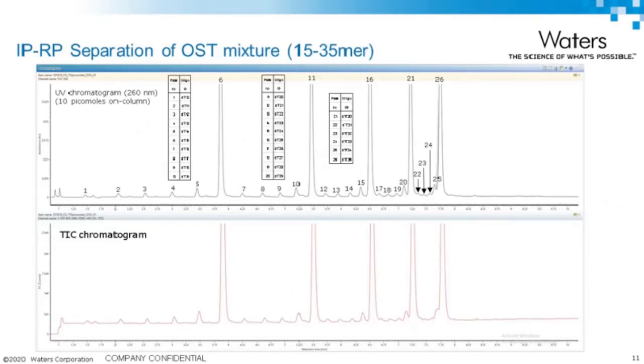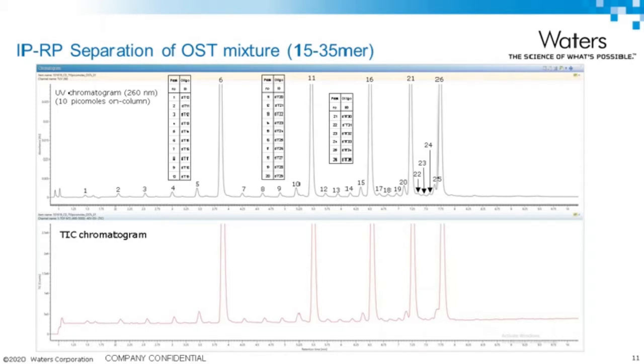Here are some chromatograms recorded on the BioAccord LC-MS platform. We have first an example with the OST oligonucleotide standard mixture containing 5 major components: deoxythymidines DT15, DT20, DT25, DT30, and DT35, as you can see in these 2 chromatograms. The top is a UV chromatogram recorded at 260 nanometer, corresponding with a load of 10 picomoles of each oligonucleotide on column. The UV trace can be compared against the TIC trace.